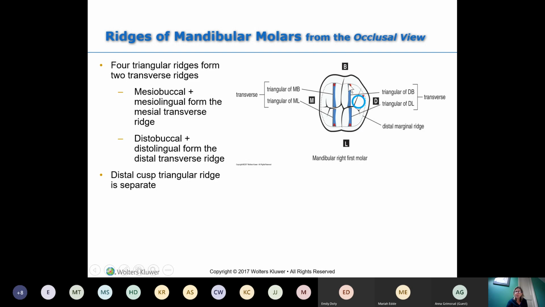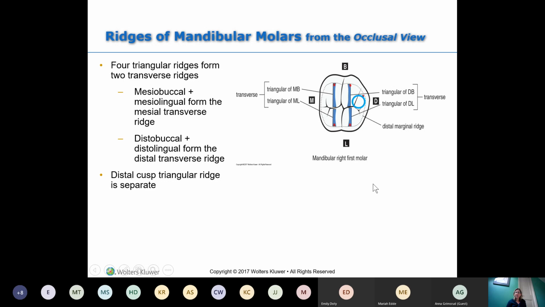The distal, this itty bitty distal one, doesn't have a triangular ridge and it doesn't cross over to connect with any other one. So it does not have all the same features that those bigger cusps get to have.